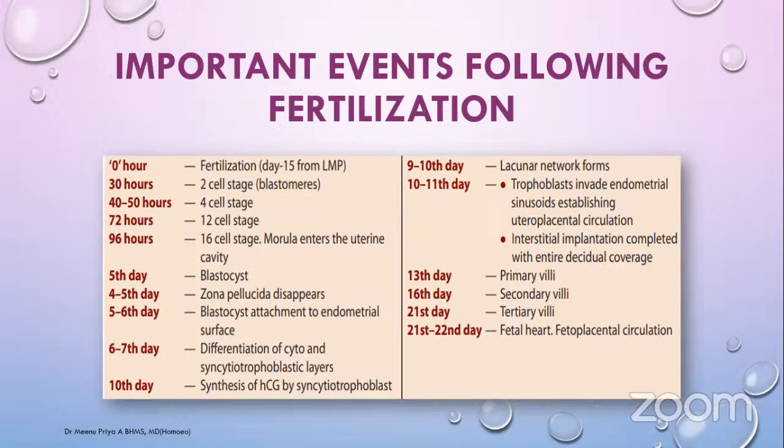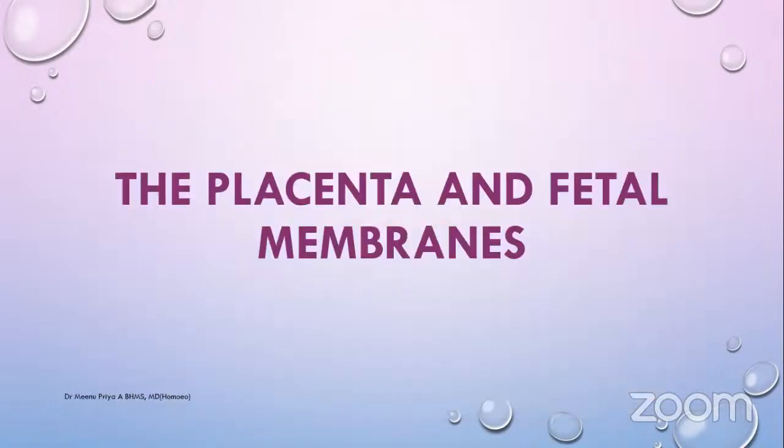So 13th day, primary villi; 16th day, secondary villi; 21st day, tertiary villi. So we stopped there in the previous slide. Tertiary villi were formed on the 21st day. On the 21st to 22nd day, the fetal heart starts beating, and fetoplacental circulation starts. Next, the placenta and the fetal membrane. So this completes the fundamentals of reproduction. It was just the important points that were covered. So the placenta and fetal membrane.